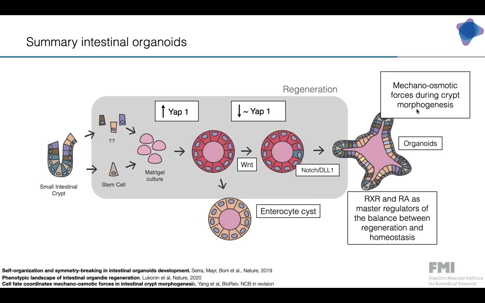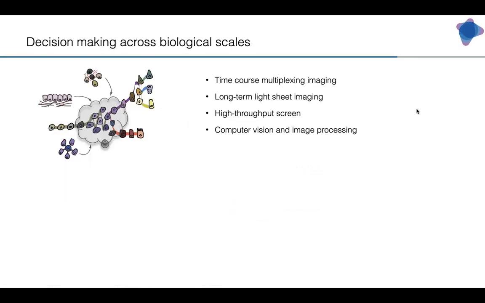And I think this would be very interesting to look at in more detail also in human organoids. And I was also able to show you how to go at the core of decision making across biological scales, when we combine time-course multiplex imaging with long-term light sheet and high-throughput screens, with a lot of computer vision and image processing. We are able to get at the core of the decision making and understand how these cells take decisions.